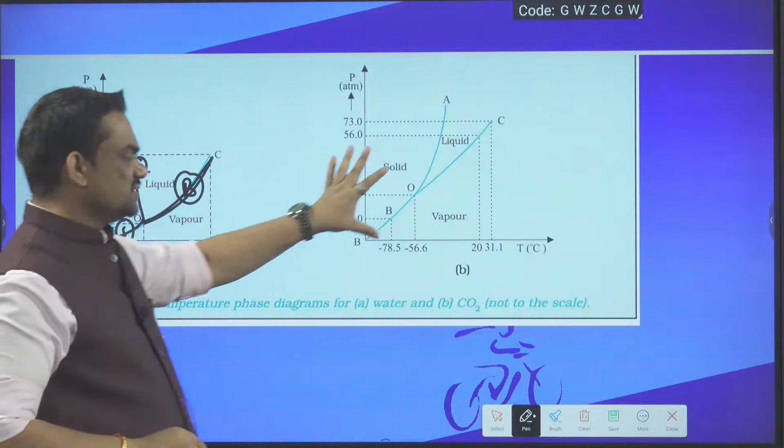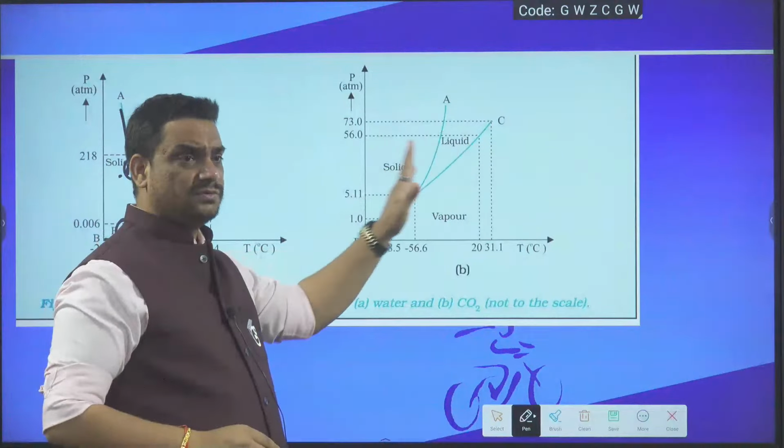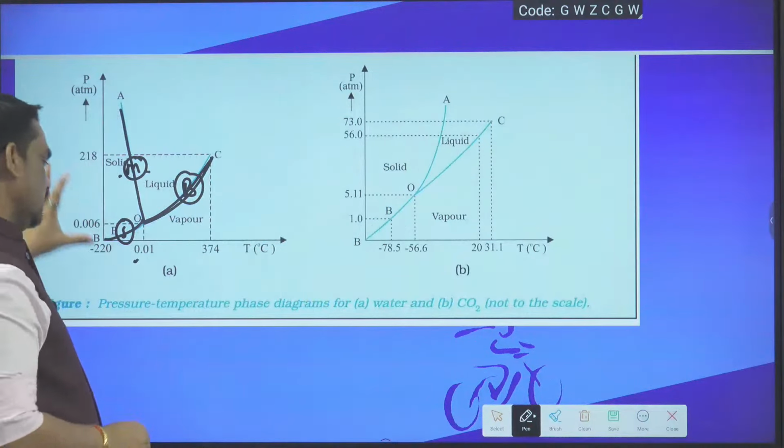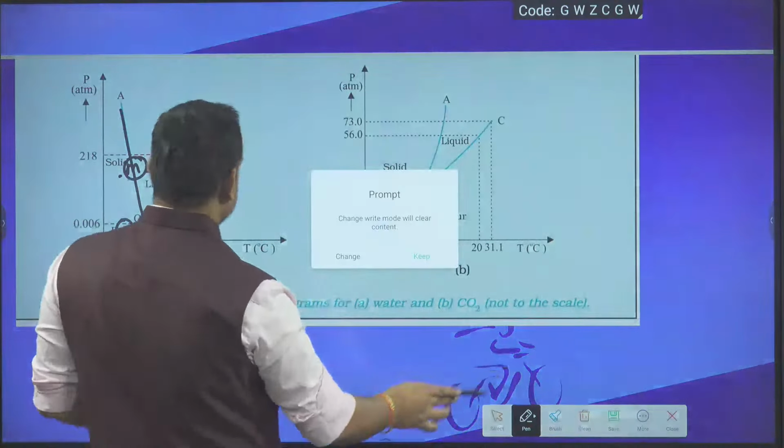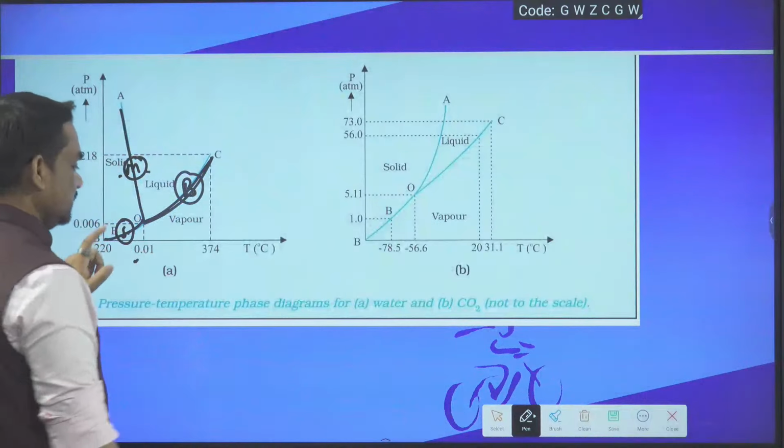You remember, this is for the CO2. CO2 no need to remember if you don't want. This one needs to be remembered for the water, okay? These three names: melting curve, boiling curve, sublimation curve.